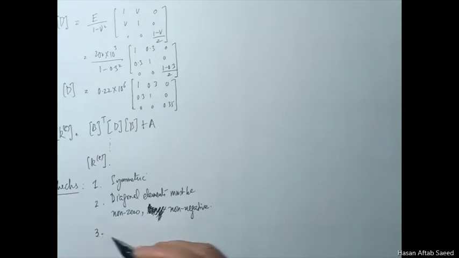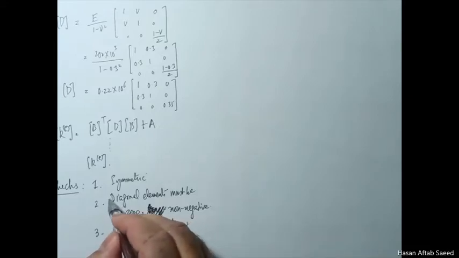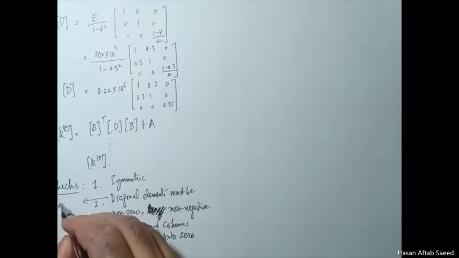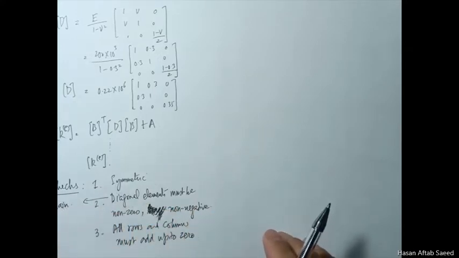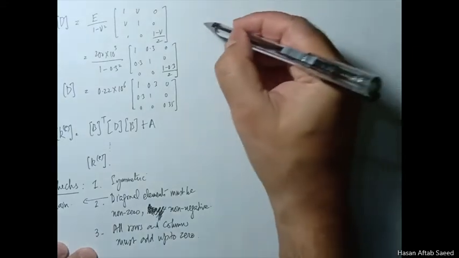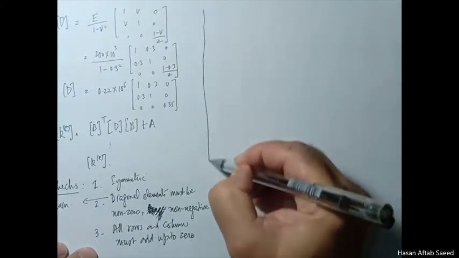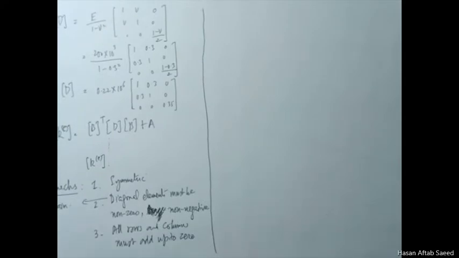And number 3, all rows and columns must add up to 0. This is also a good check. When I talk about diagonal, I should write the main diagonal. There are many diagonals in a matrix. So this takes care of our K matrix. Now there's still work to be done. This is just the first part of the problem.